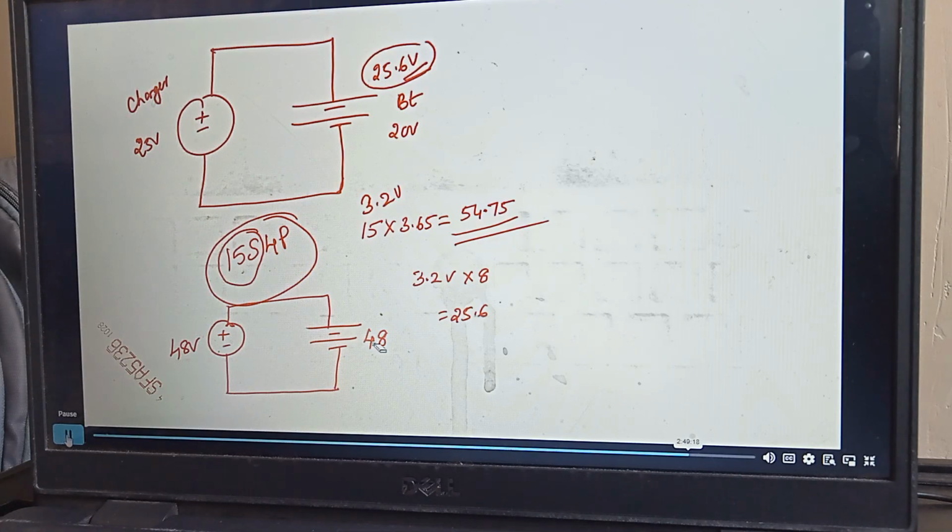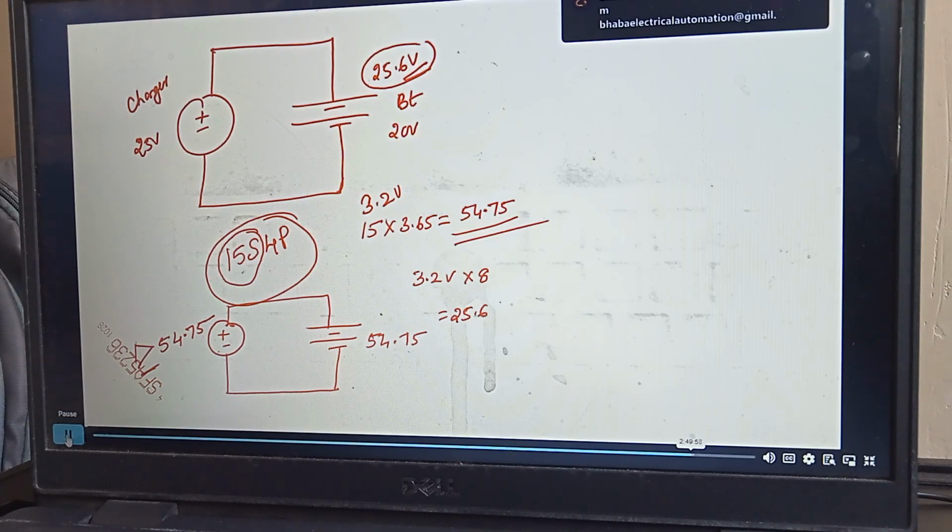So that means if I can go up to 54.75 here, I should buy a battery charger greater than or equal to 54.75. Correct? Then only I'll be able to charge the battery. Is it clear? Any doubt in this? What safety factor you want? The safety factor.